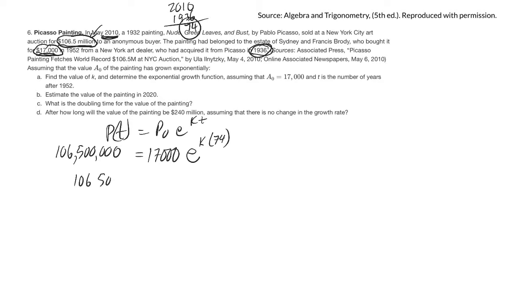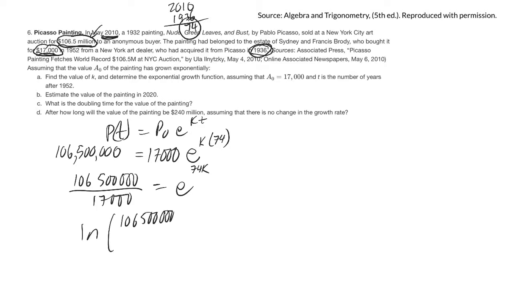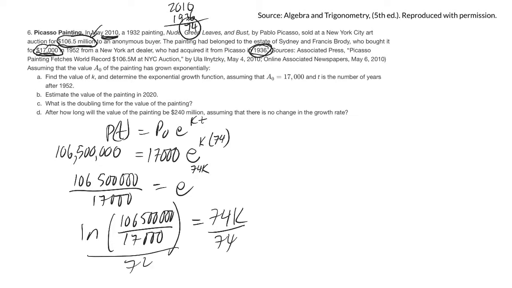Same thing as all the other questions. Divide by 17,000 equals e to the 74k. And then log base e, so it'll be ln of 106,500,000 divided by 17,000 is equal to 74k, and then divide both sides by 74. Okay, and that'll give you the k value for A, and then they want to know what the value of the painting is in 2020.